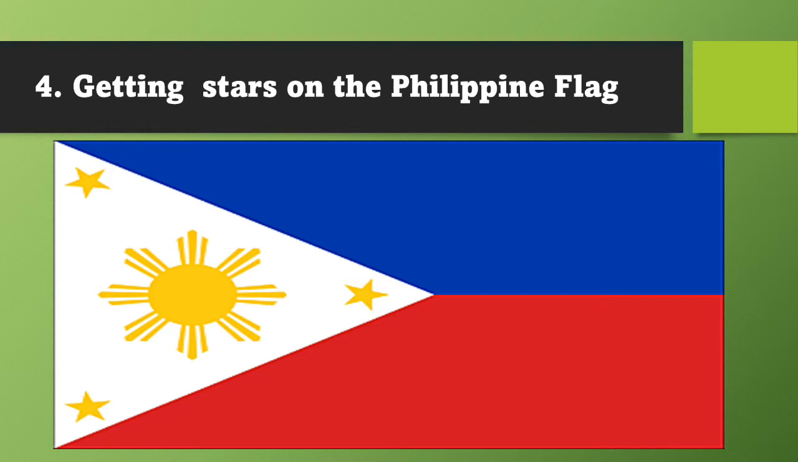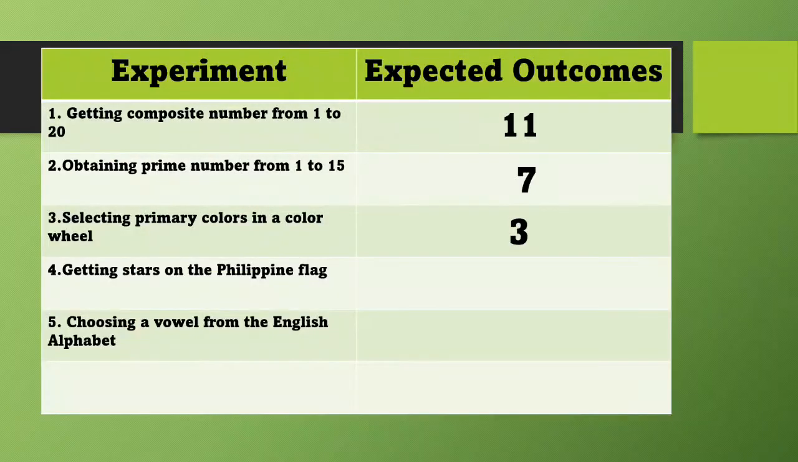And then if you are wearing a Boy Scout or Girl Scout uniform, you are going to salute our Philippine flag. So now, how many stars are in our Philippine flag? We have 1, 2, 3. So the possible outcome that you are going to get in our Philippine flag is 3. So that's it, class. Very good. Getting stars on the Philippine flag, the expected outcomes is 3 also.